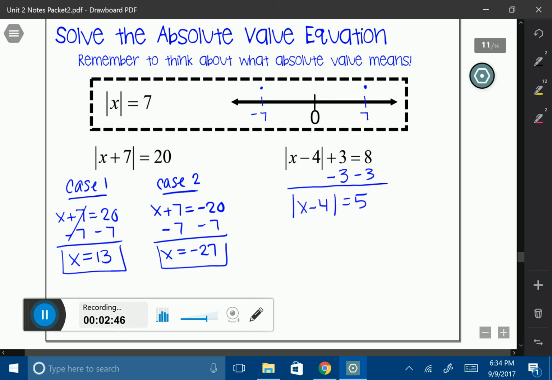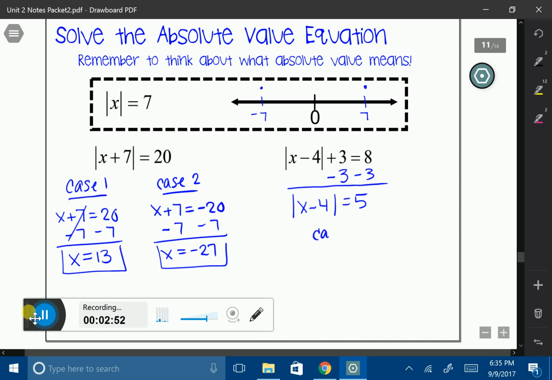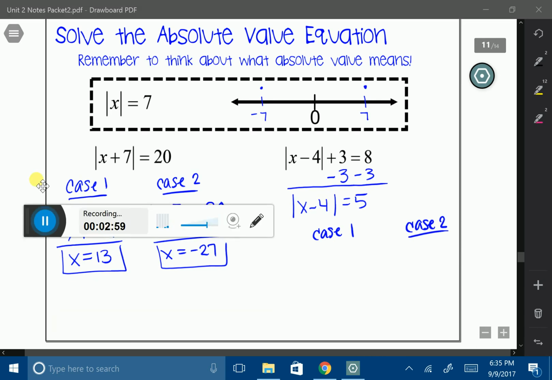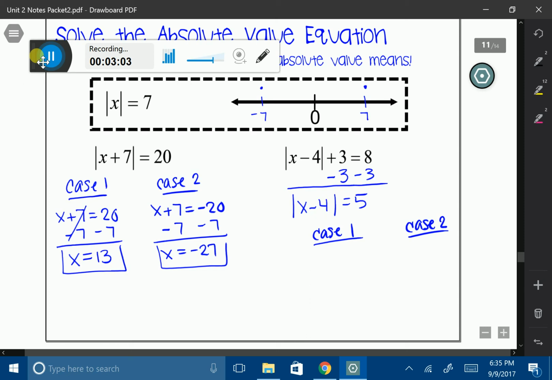Once you get to that point where there's nothing outside of the absolute value bars, at that point you are ready to break it into your case 1 and your case 2 so that you account for your positives and that you account for your negatives. All right, my case 1 is going to be x minus 4, and that's going to be equal to 5. My case 2, this is where things change. I'm going to say x minus 4 is equal to negative 5. I changed my positive to a negative.